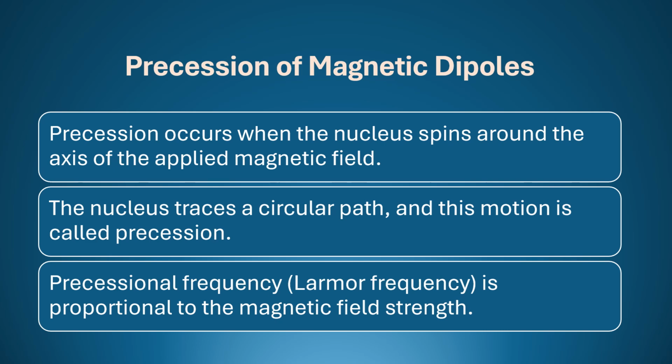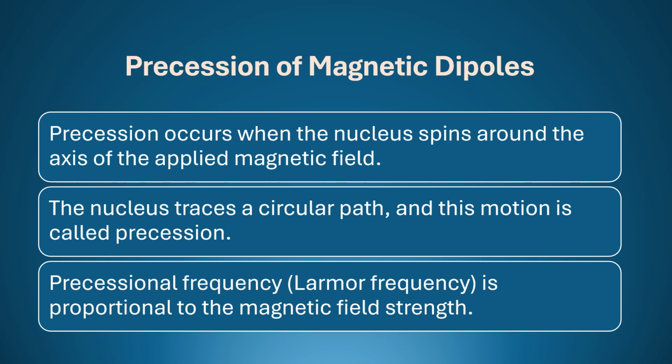Precession refers to the motion of a spinning nucleus around the axis of the applied magnetic field. Instead of aligning perfectly, the nucleus traces a circular path, much like a spinning top wobbling around its axis. This precessional motion occurs at a specific frequency known as the Larmor frequency, which is determined by the type of nucleus and the strength of the magnetic field. Understanding precession is important because it forms the basis of how we detect NMR signals.